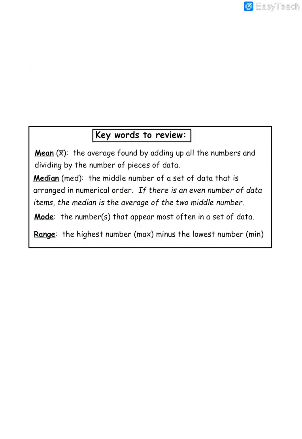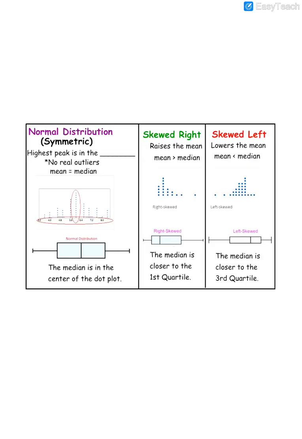Okay, so I went over these words. Mean is the average found by adding up all the numbers and dividing by the number of pieces of data. The median is the middle number in a set of data that is arranged in numerical order. If there was an even number of data like there was in the do now, you had to find the middle, or the average of the 2 middle numbers. Mode is the number that appears most often, and the range is the highest number minus the lowest number. So that's all review.